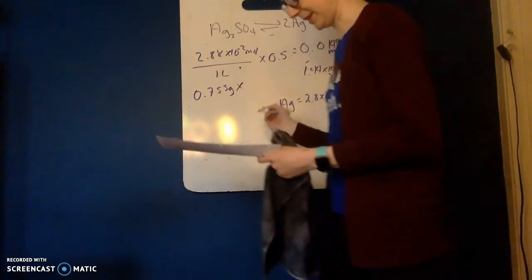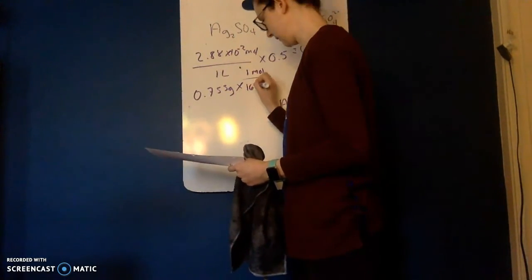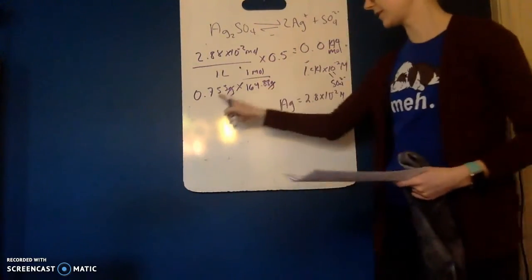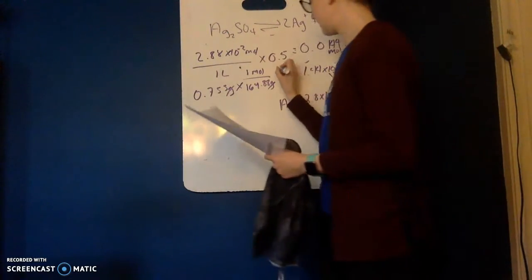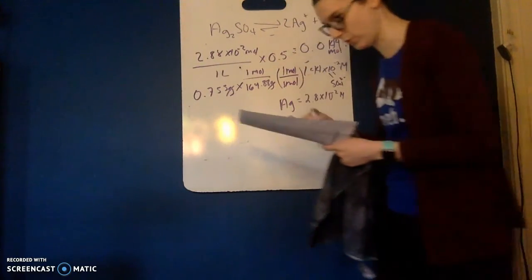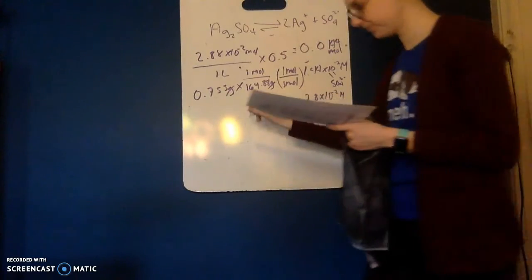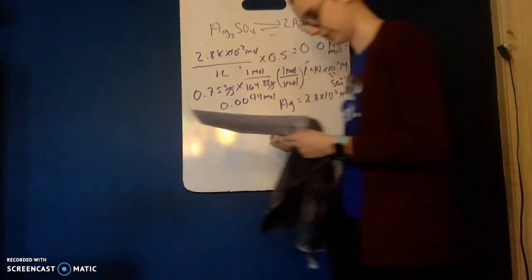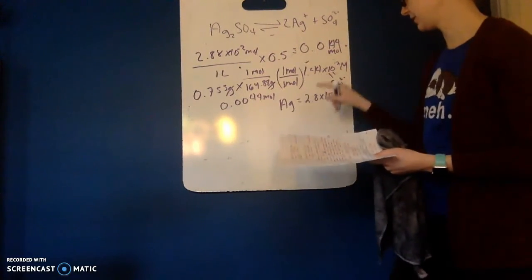I'm going to find how many moles that is. So 1 mole divided by the molar mass, which is 169.88 grams. Now that's moles of salt. I'm only interested in moles of silver. There is 1 mole of silver for every 1 mole of silver nitrate, so it is a 1-to-1 mole ratio. So I find that this sample adds to my solution 0.0044 moles of silver.